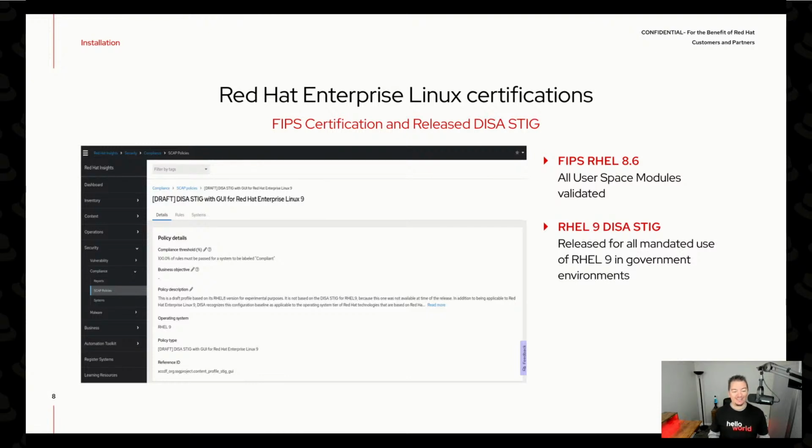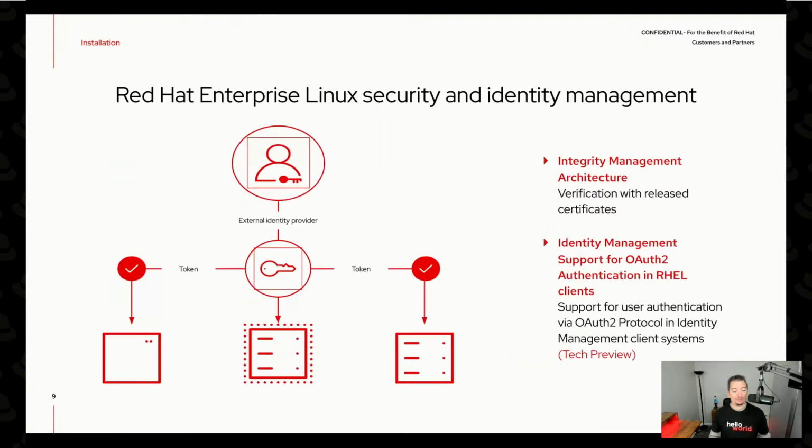Anyway, RHEL 9 DISA STIG, it's released for all mandated use, especially in government environments. Also on the identity front, really excited to say that we've got IMA, Integrity Measurement Architecture support now, to be used with Secure Boot. Basically, that verifies that system RPMs have not been tampered with. So it'll check to make sure that, say, the checksum of your RPMs and the binaries have not been altered in any way since the previous boot. So that's really, really huge in our confidential computing, and especially with our zero trust architecture strategy.